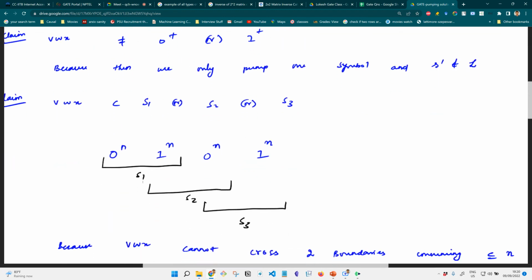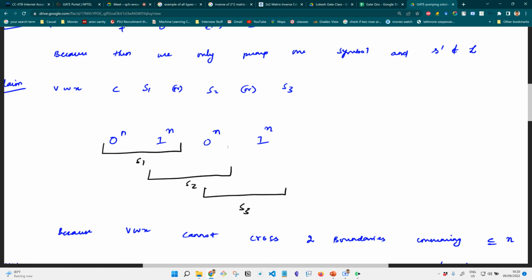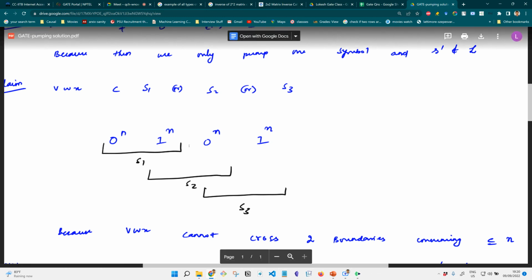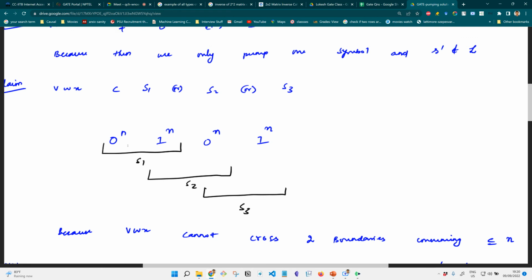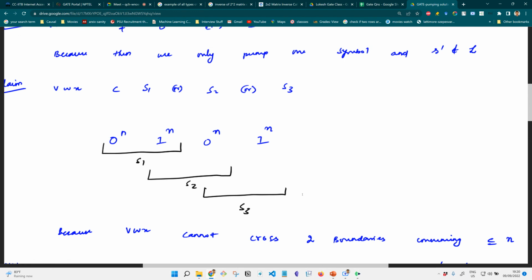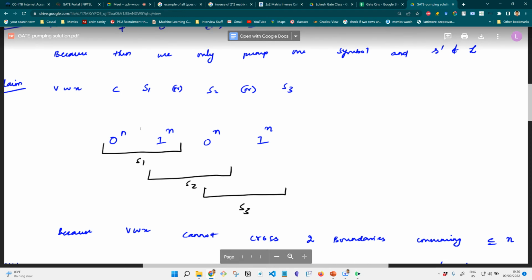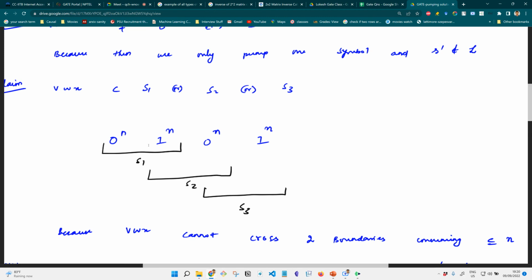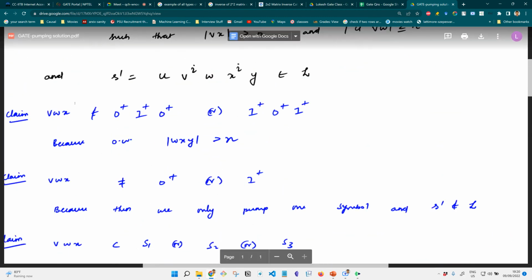Now what I'm doing, the string s, 0^n 1^n 0^n 1^n, I'm splitting into boundaries. If it contains zeros followed by ones, let's assume, or ones followed by zeros, it can be only a substring of s1 or s2 or s3. Do you see why? So basically, I'm claiming vwx cannot cross two boundaries. At max, it can cross only one boundary, because if it crosses two boundaries, then basically the first claim is invalid.